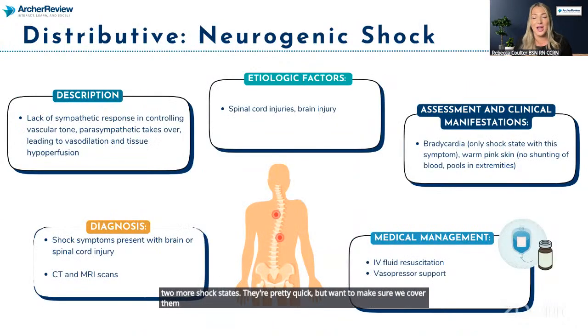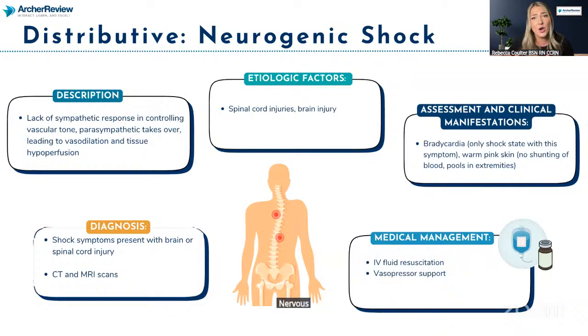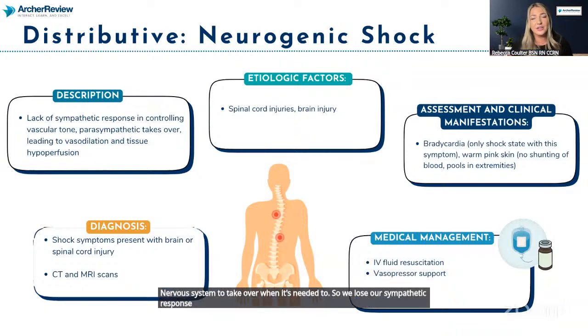So neurogenic shock. This is when we have some sort of injury to our central nervous system, the spinal cord, or a brain injury. And it affects the ability for the sympathetic nervous system to take over when it's needed to. So we lose our sympathetic response. We have a parasympathetic control.